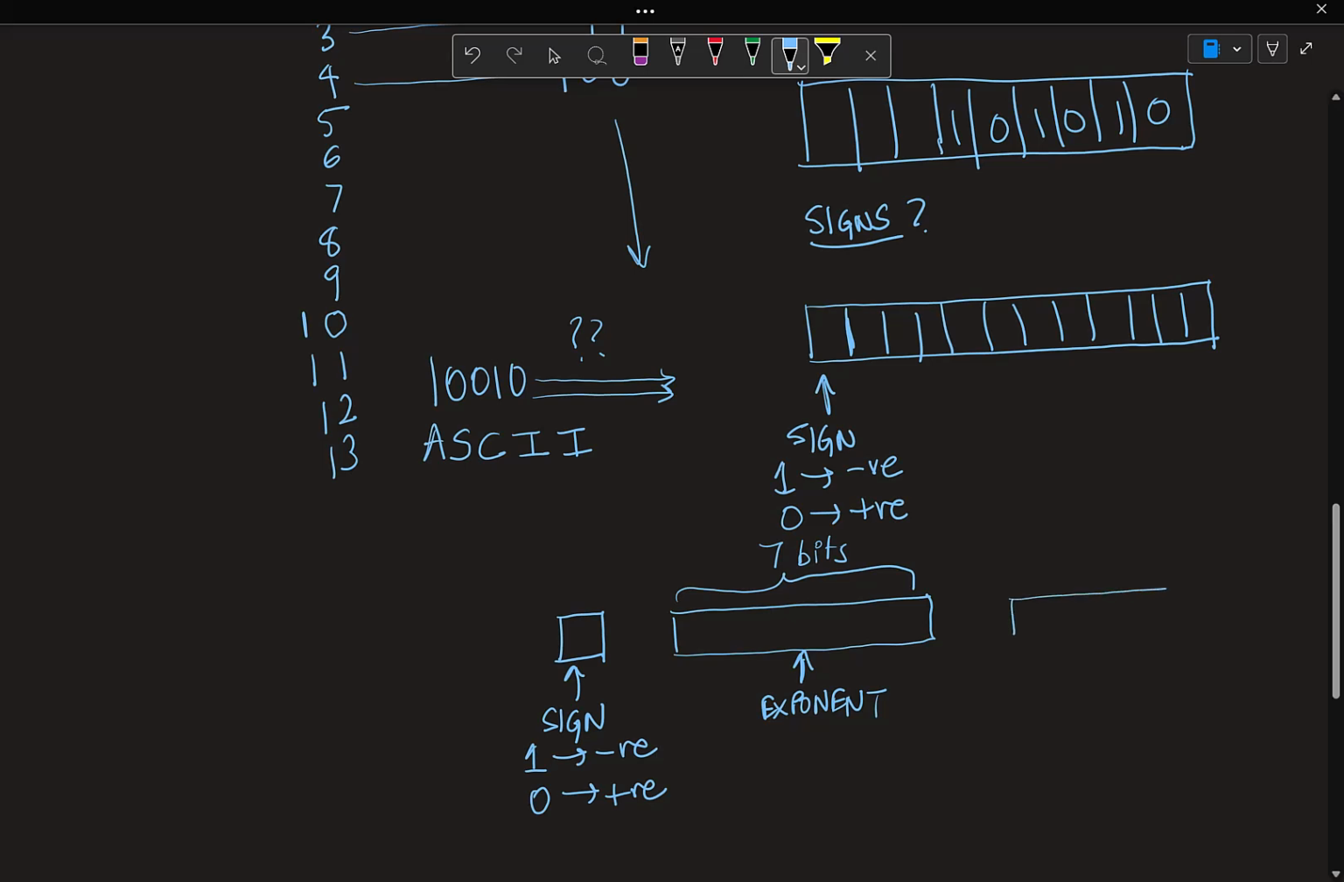And then you would have 24 bits, which would store the mantissa or the significant bits. And in all, you will have a total of 32 bits to represent these numbers with decimal points, real numbers, including rational numbers or irrational numbers.